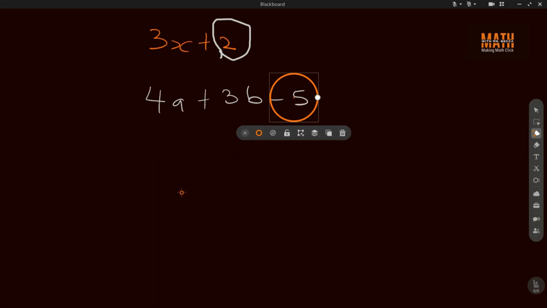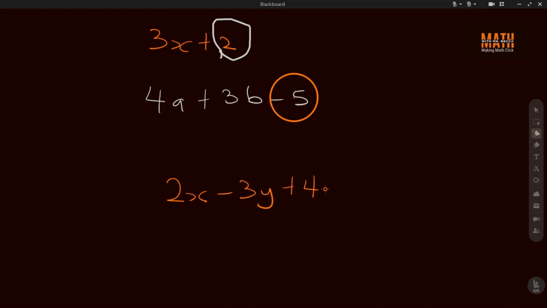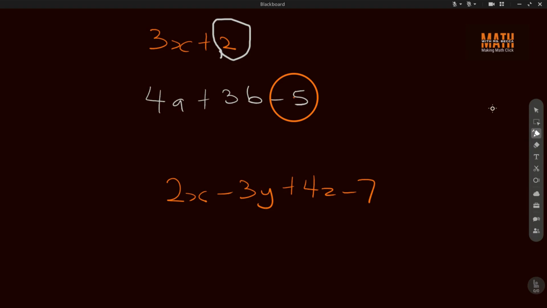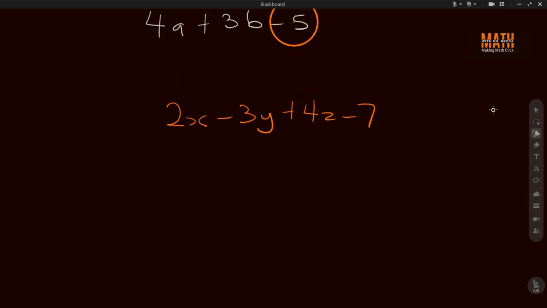Now, let's look at a bigger example. Let's say we have this expression: 2x - 3y + 4z - 7. Can you identify the terms, the coefficients, the variables? Okay, these are the terms. How many terms does it have? This expression has 4 terms.